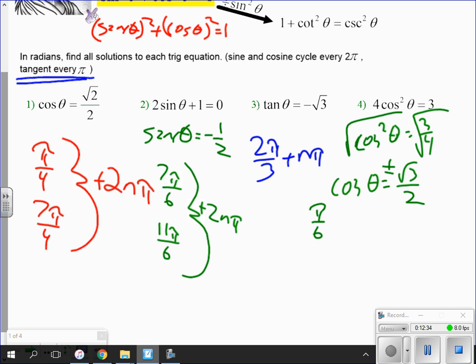Pi over 6, 5 pi over 6, 7 pi over 6, 11 pi over 6. And then to those, I need to add 2n pi to list every single possible infinite number of answers. Boy, I had to write twice as many infinite solutions on this one.